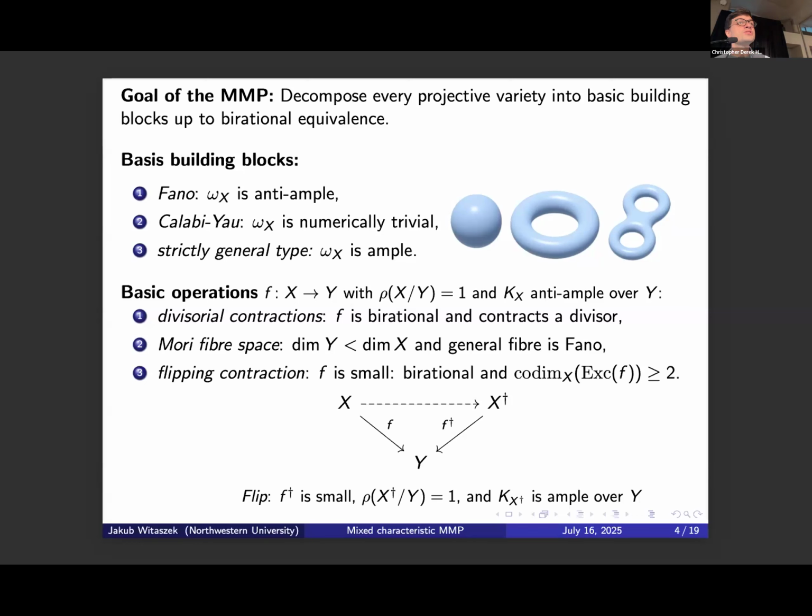And x dagger also admits a small relative Picard rank 1 map to the base y, but now the canonical divisor is ample over the base. Intuitively, what we do, we take a subvariety of codimension greater than or equal to 2, we remove it, and we put something back in its place to increase the total positivity of the canonical divisor. So these are our 3 basic operations.